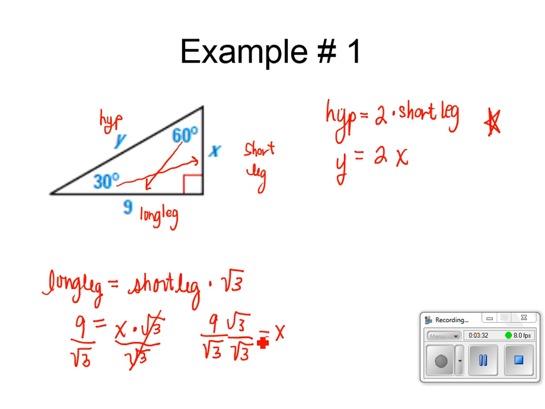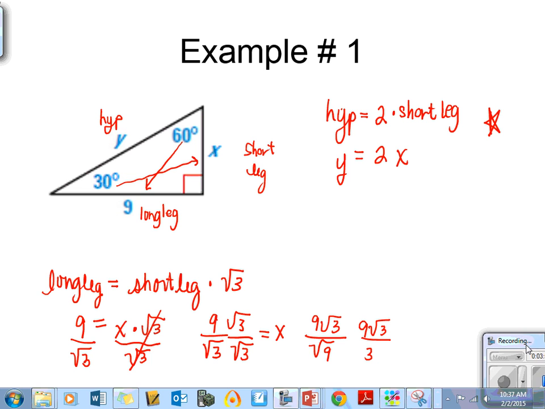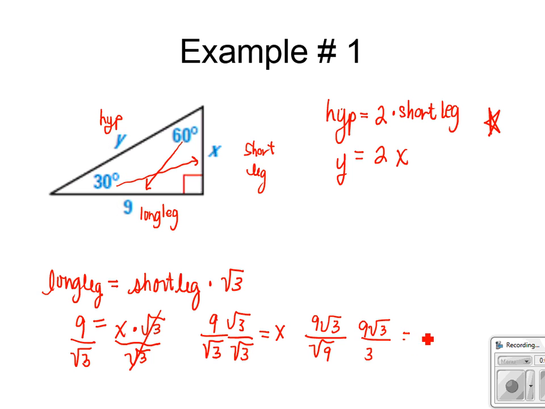9 times the square root of 3 is 9 square roots of 3. 3 times 3, remember, we can multiply underneath the radicals because they're the same radical, would be the square root of 9. And the square root of 9 is 3. And 9 divided by 3 is 3. So we would get 3 square roots of 3 is what x equals, and that happens to be our short leg.